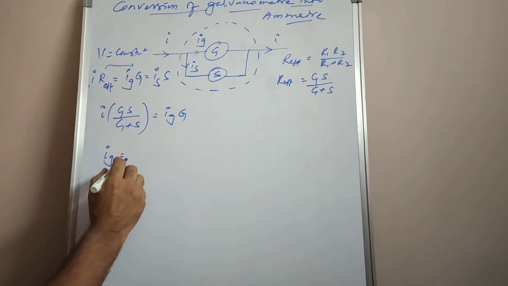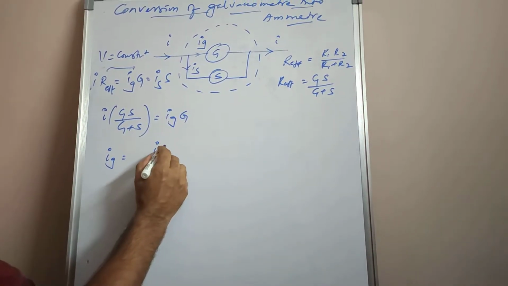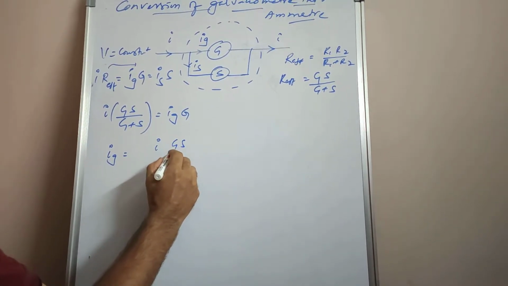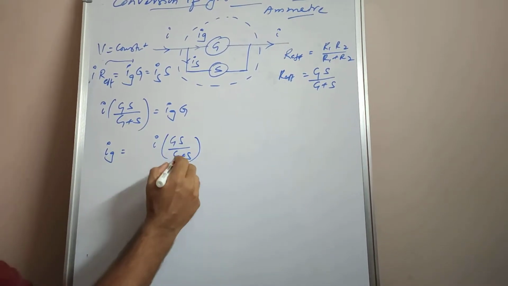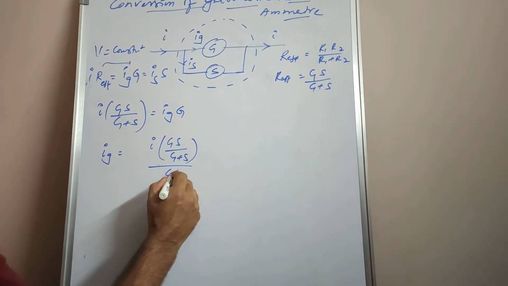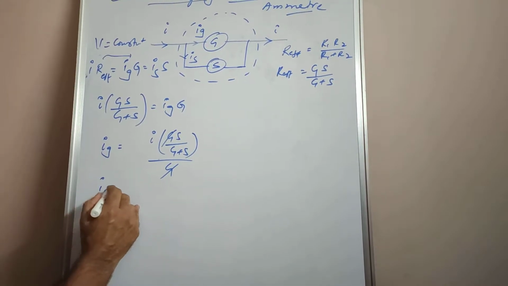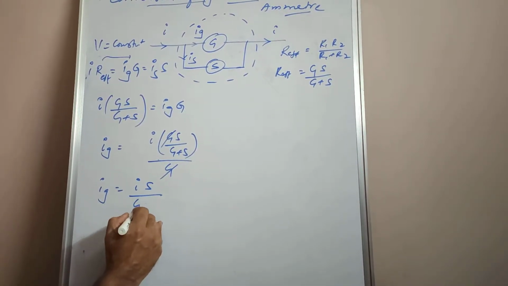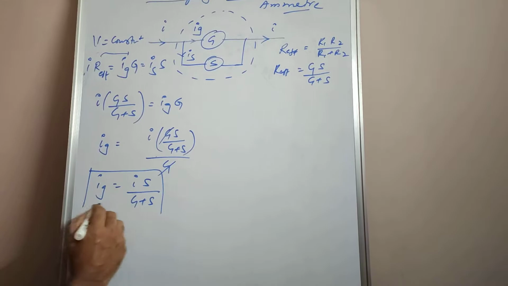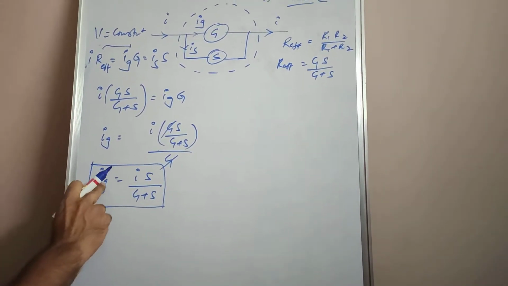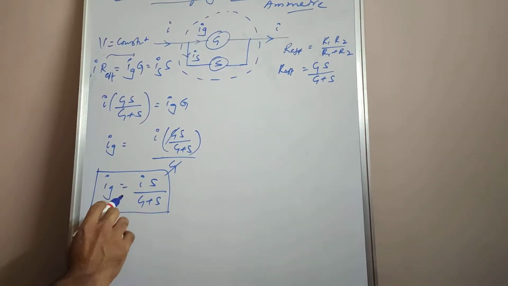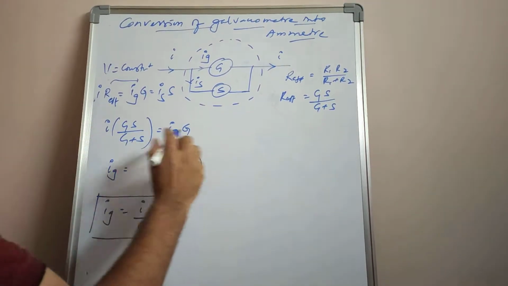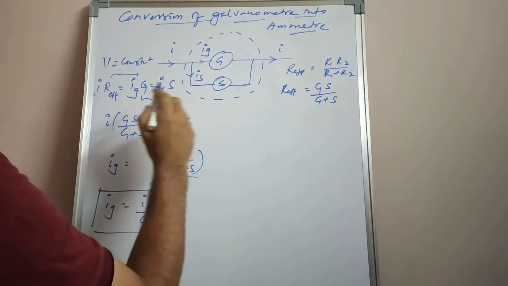Okay, current through galvanometer is given by I into GS by G plus S by G. So this G gets cancelled. So you will be getting current through galvanometer, which can be determined by this equation: IG is equal to IS by G plus S.